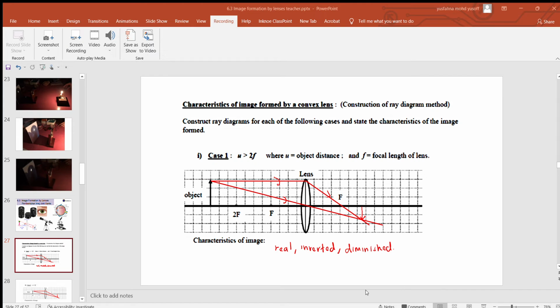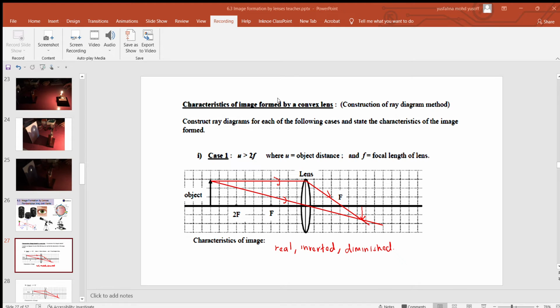That is the concave lens. For the concave lens, you already know it is a diverging lens, which means when the light passes through the concave lens, it will be diverged. So this is how you draw it. For the concave lens, just draw a straight line, and the line there will be diverged here. The light ray will be diverged.